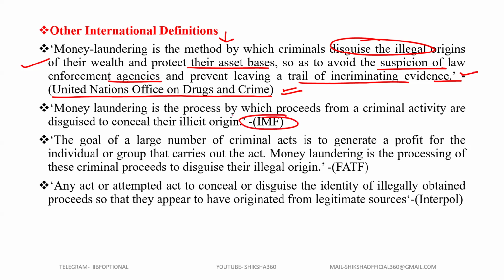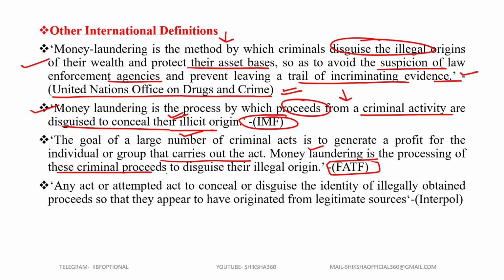Next one, that is the IMF. What they are trying to say, that money laundering is a process by which proceeds from a criminal activity are disguised to conceal their illicit origin. Clear? Next one, that is FATF. The goal of a large number of criminal acts is to generate a profit for the individual or group that carries out the act. So money laundering is the processing of these criminal proceeds to disguise their illegal origin. Clear?